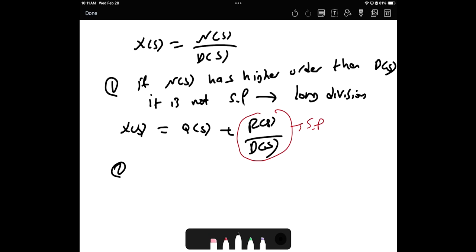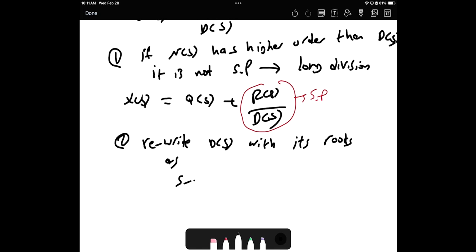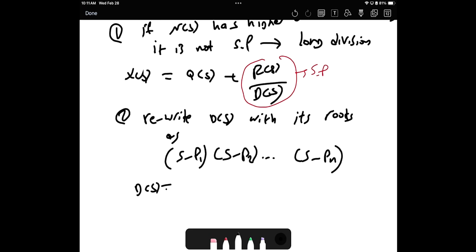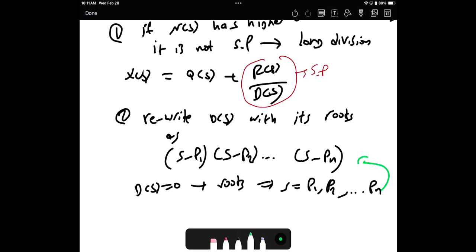The second thing is we need to rewrite D of s with its roots as s minus p1 times s minus p2, etc., times s minus pn. The overall idea is we would like to make it a product. How can we? First, we say D of s equals 0, then find the roots. Then you get s equal to, for example, p1, p2, until pn. Then after that, we can rewrite D of s in this format.